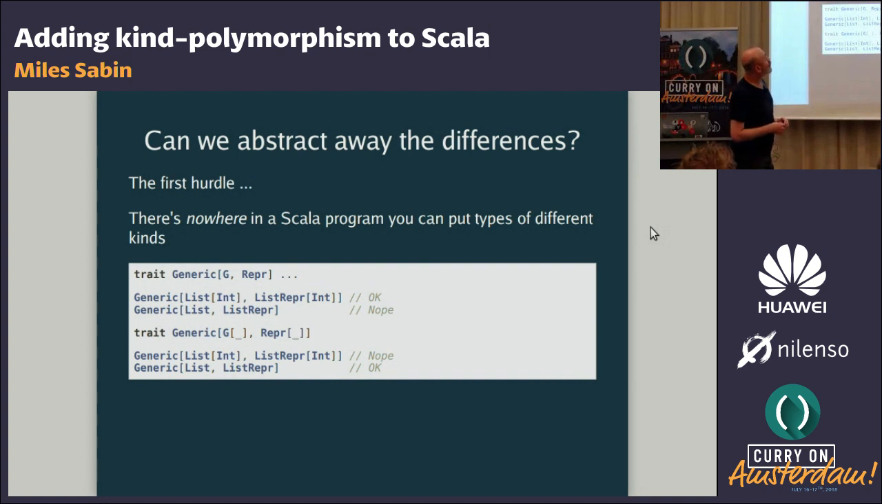So your initial problem when trying to solve this problem is that there is literally nowhere in a Scala program where you can put types of different kinds. This is a syntactic, a semantic restriction. So, for example, we cannot have a type generic which can both take a fully applied type list of int as its type argument and also list. Equally, if we go for the generic 1 style with the parameterized types, it cannot take both a list of int and a list. So there's nothing apparently we can do here.